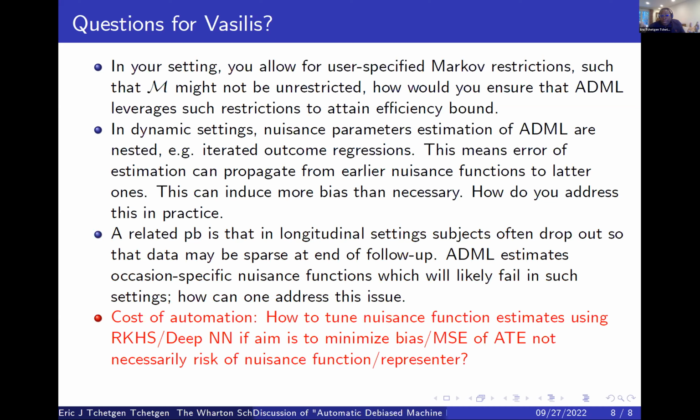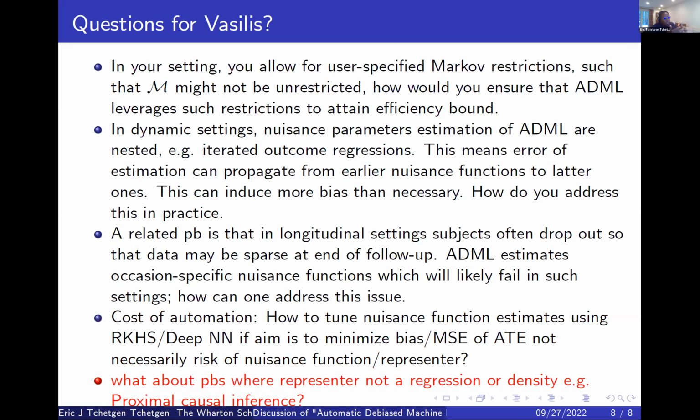Also, automation is great. It increases the adoption of the methods. My question is, what is the cost of automation? One that I can immediately see, and this is by no means specific to ATML, is how to tune nuisance function estimates using either RKHS or deep neural nets, if the aim is to minimize the bias or mean square error of the ATE and not necessarily the risk of the nuisance function or that of the representer that you're using. This is a hard question, and I'm curious if you have some thoughts.